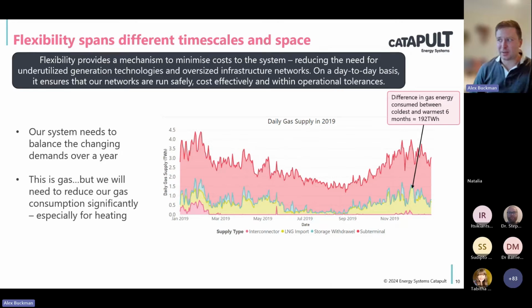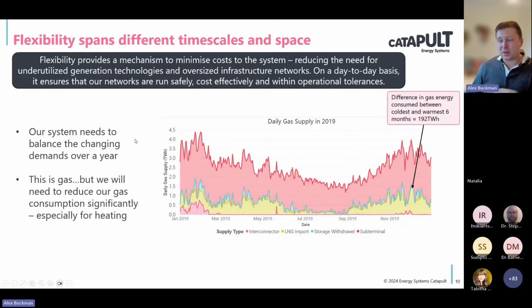This is our daily gas supply in 2019. What we can really see is that during those winter months, we use substantially more gas than in the summer months, which is pretty obvious when you think about it, as gas provides most of our heating in the UK. But how do we actually get that gas into our system during those winter months? That is through interconnectors, through liquid natural gas imports, and through withdrawing from our storage. Now, we used to have a lot more storage in the UK for gas than we do now, but we do rely a lot on our interconnectors with other countries.